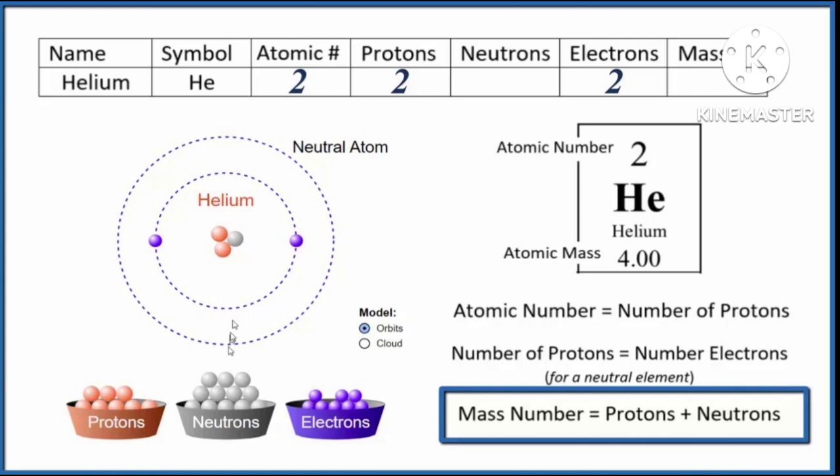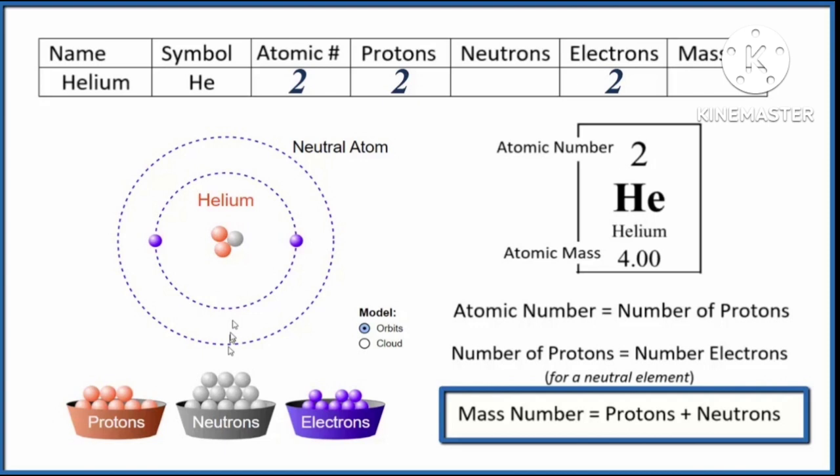For example, helium. Symbol is He. H is in a capital letter and e is in a small letter. Its atomic number is 2, which means that the number of protons is 2. Number of protons is always equal to the number of the electrons. So the number of the electrons is also equal to 2. Whereas the atomic mass of helium is 4.